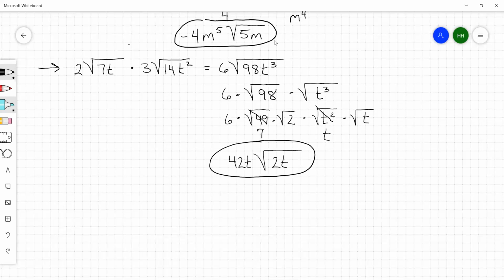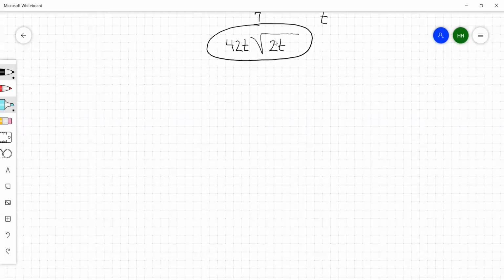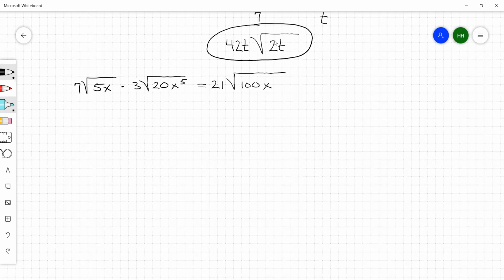All right, let's do one more of those. Let's go with 7 times the square root of 5x times 3 times the square root of 20x to the 5th. All right, so first thing is our 7 times our 3, which is 21. Under the radical, we've got a 5 times a 20, which is 100. x times x to the 5th is x to the 6th.